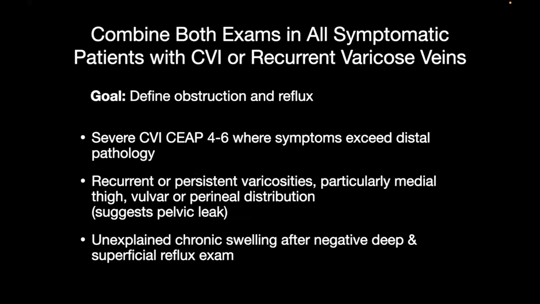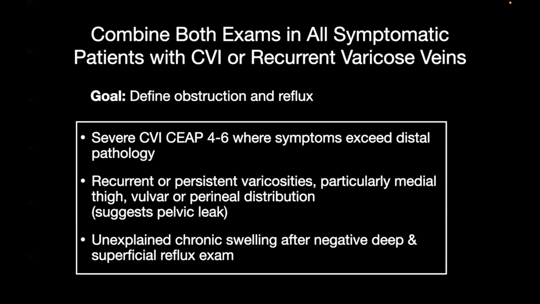We also want to combine both examinations in all symptomatic patients with chronic venous insufficiency or recurrent varicose veins. The goal here is straightforward, define reflux and obstruction. And these are patients, again, with a severe CEAP, right? So we're talking 4, 5, and 6, where the symptoms will exceed the distal pathology, right?